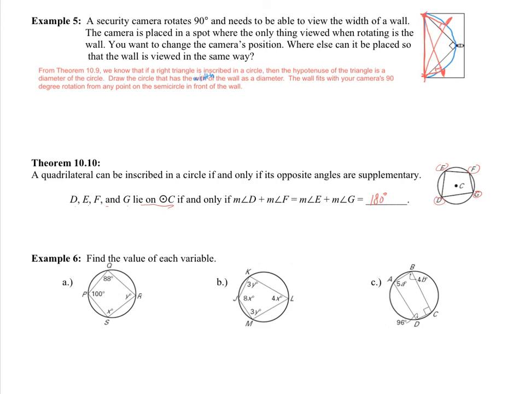So 88 and x. So 180 degrees equals 88 plus x degrees. So x degrees must equal 92 degrees. And for angle y, 180 degrees would equal 100 degrees plus y, and y should be 80 degrees.